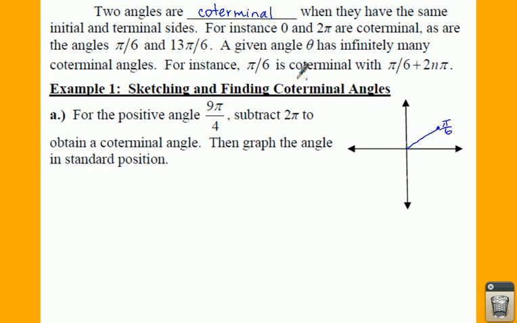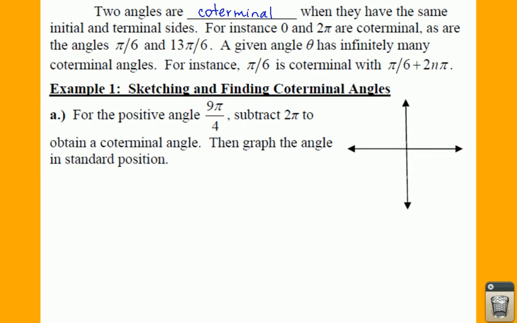But if you go around your circle one more time, basically you're adding a 2 pi. And if you add a 2 pi, well, pi over 6 plus 2 pi, well, that's over 1, so you need to make that over 6. So that's going to be 12 over 6, and that's a 1. That gives you 13 pi over 6. So 13 pi over 6 and pi over 6 are coterminal. To find a coterminal angle, you can either add or subtract 2 pi.